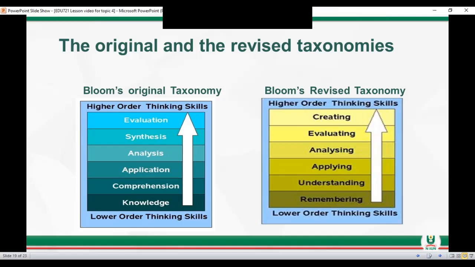And then there is a rearrangement of the last two categories. Look at the last two categories: on the left-hand side, synthesis, evaluation, and on the right-hand side, evaluation and creating. It was rearranged. The one on the left, evaluation, was the last, but on the right-hand side it is second to the last, and they replaced synthesis with creating. So those are the revisions that were made on the cognitive domain.